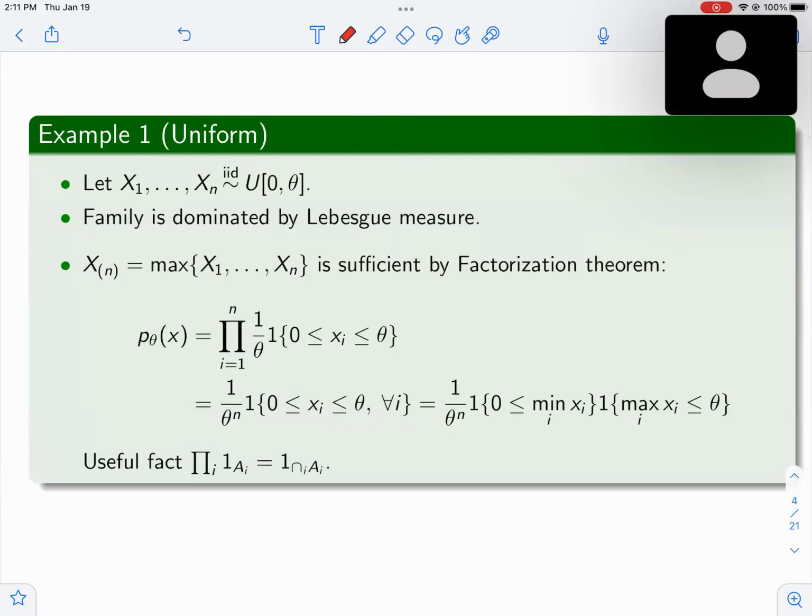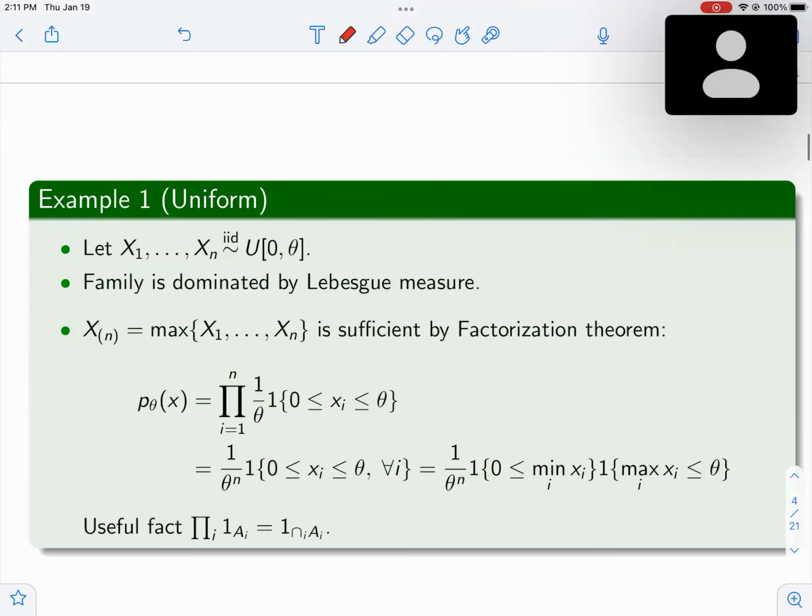Here's another example. So suppose that x1 up to xn are IID uniform from 0 to theta. So this is the notation for a uniform distribution. So what does the density of this look like? The uniform distribution on 0 to theta.